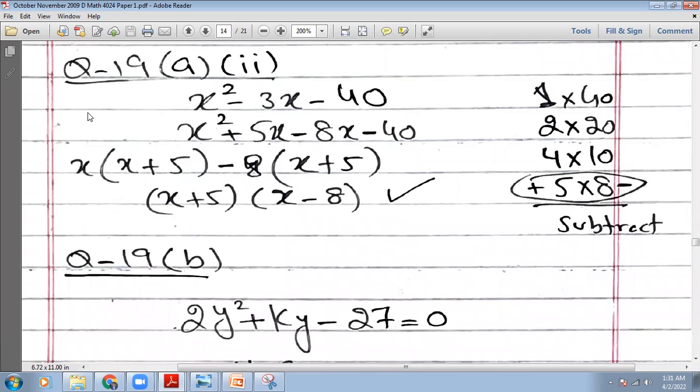In question number 19, the second part, you have x squared minus 3x minus 40. So we multiply the extreme terms, you get minus 40. So I will write down the factors of 40.